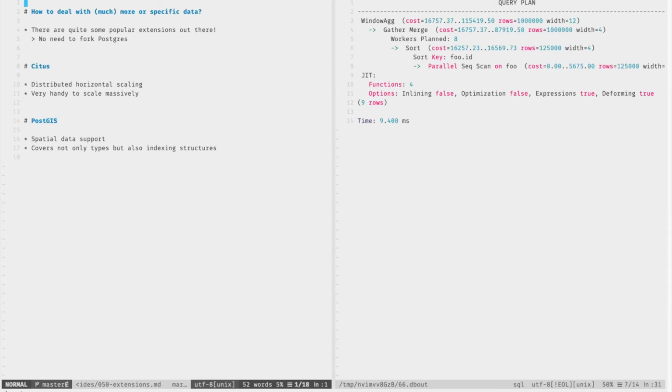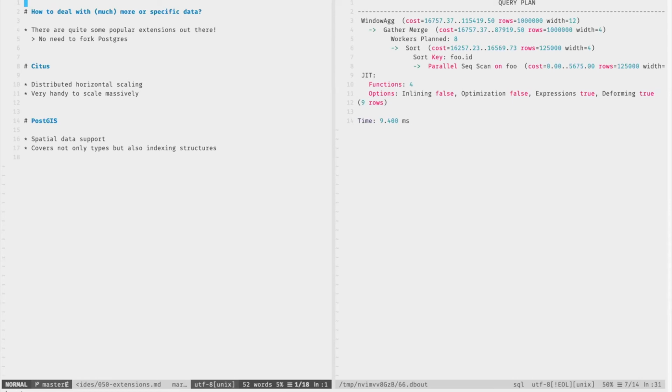In addition to that, how to deal with much more data or with specific data, and now we are basically entering the land of extensions. And there are really great extensions out there, and extensions allow you to extend your Postgres, obviously, without forking it. And this is just, I think, the greatest invention since sliced bread with Postgres, right? Because this is so great. You don't have to go to a different product. You don't have to leave your ecosystem. You can just match it to your needs.